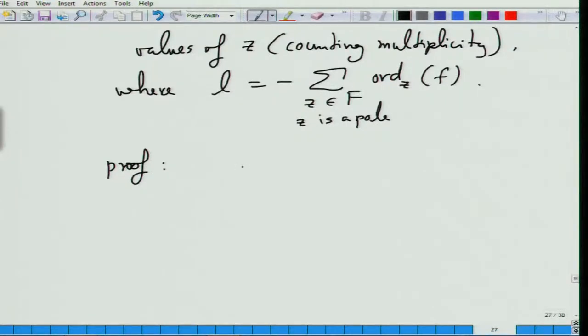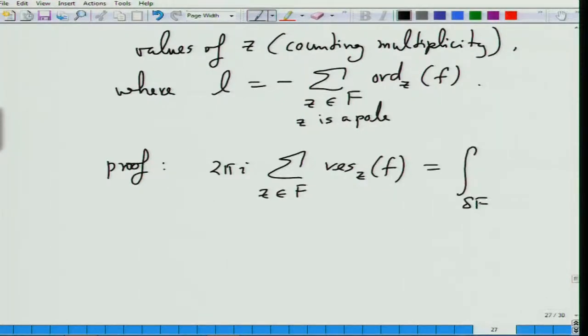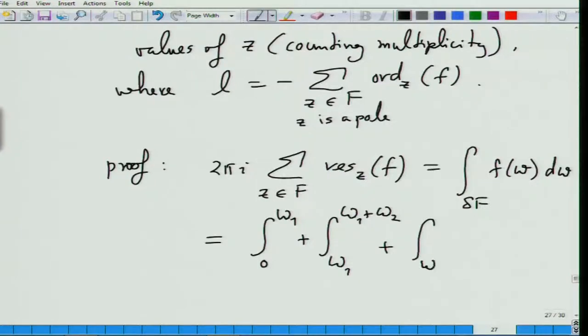So if you look at this, what is this sum equal to? By Cauchy's theorem, this is simply the integral over the boundary of F of f(w) dw. And the boundary of F is defined to be 0 to omega 1, plus omega 1 to omega 1 plus omega 2, plus omega 1 plus omega 2 to omega 2, plus omega 2 to 0, of f(w) dw. Okay, let us go to the next page.